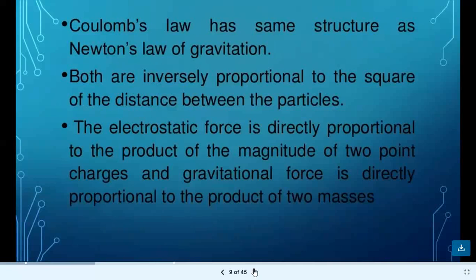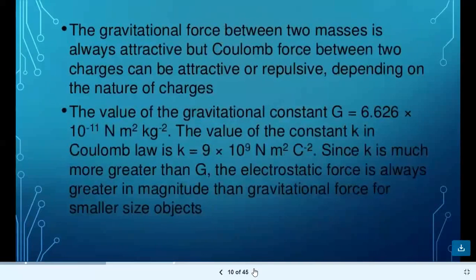So what we can say is that Coulomb's law has the same structure as Newton's law of gravitation. Both are inversely proportional to the square of the distance between the particles. The electrostatic force is directly proportional to the product of the magnitudes of two point charges, and the gravitational force is directly proportional to the product of two masses. In gravitational force, we use the gravitational constant. The value of the gravitational constant is 6.6 into 10 to the power -11. The value of constant K in Coulomb's law is 9 into 10 to the power 9.